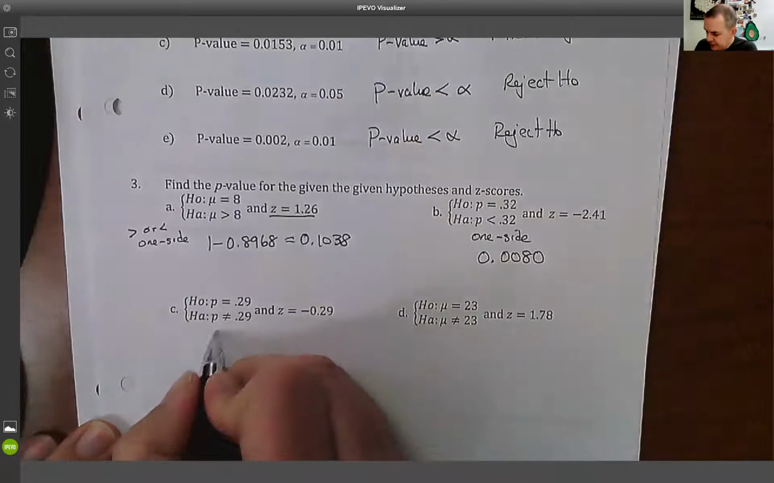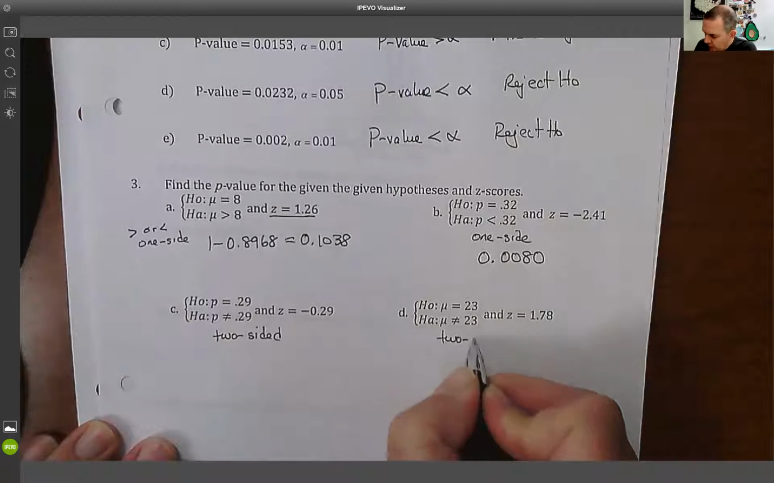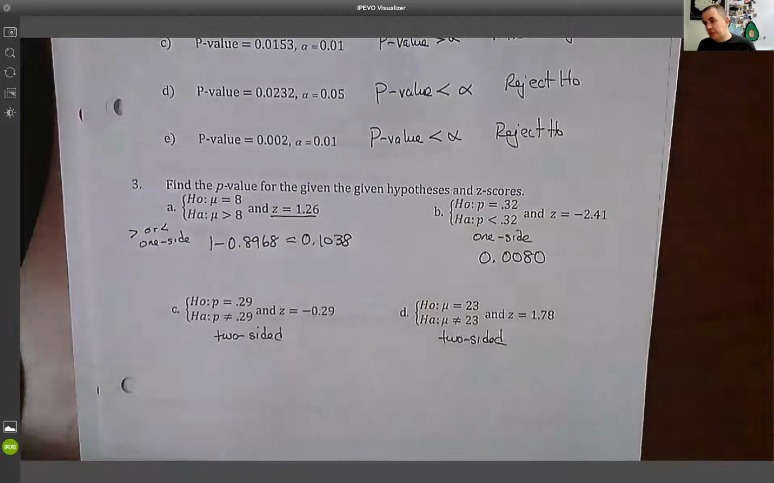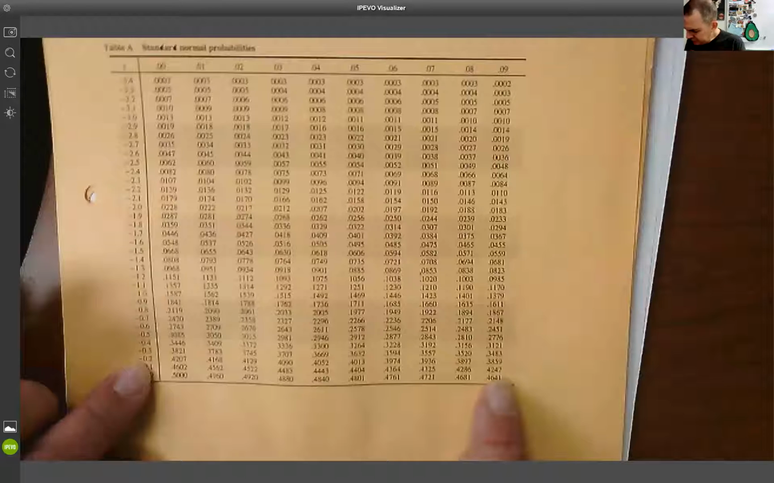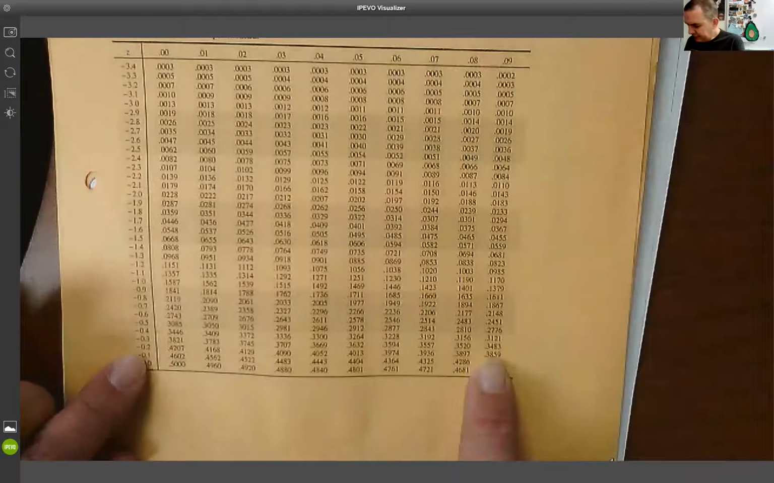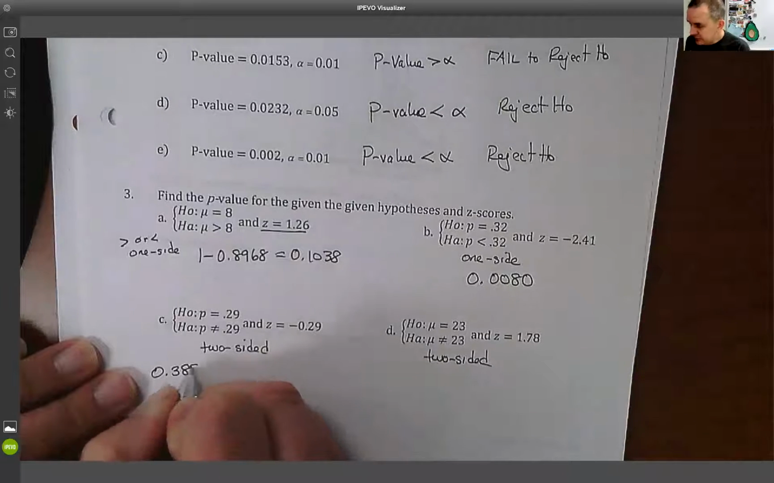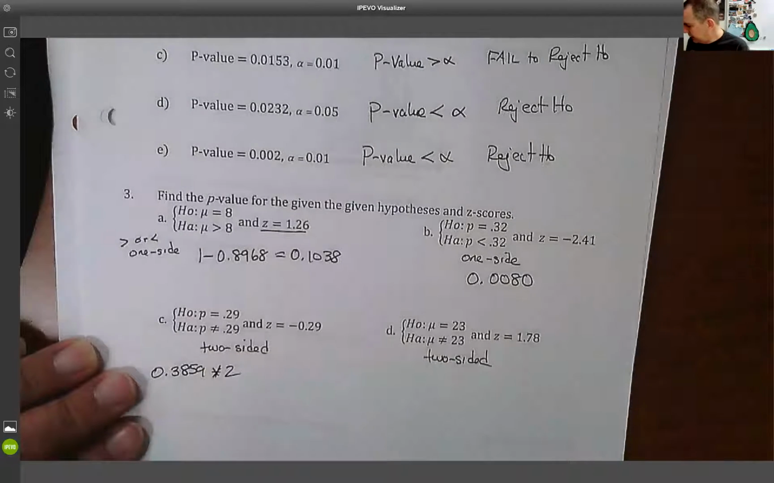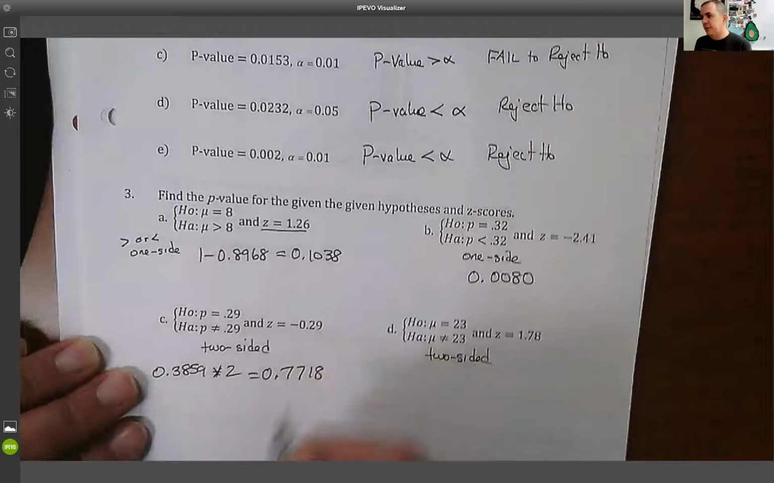Now, these ones right here are two-sided. Since it's two-sided, what I need to do is go to the table, get the value out of that table, and I need to double it. So I'm going to go to negative 0.29, negative 0.2, and 9 is all the way over here at the end, and it's 0.3859. So it's 0.3859, but I need to double it. And when I double 0.3859, I'm going to get a pretty big p-value of 0.7718.